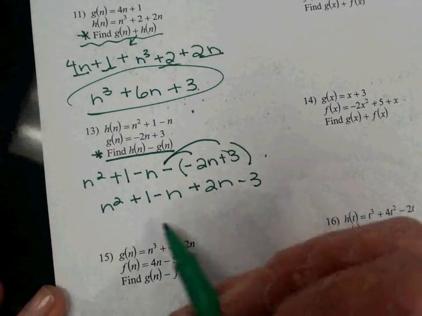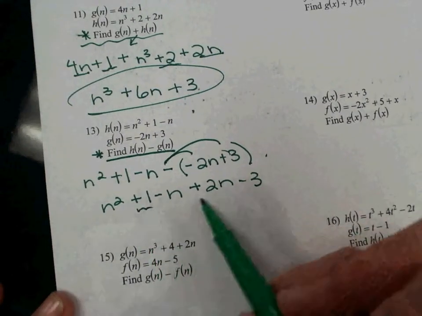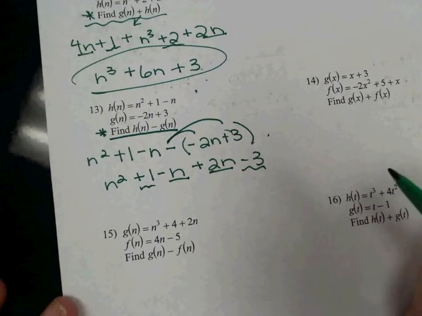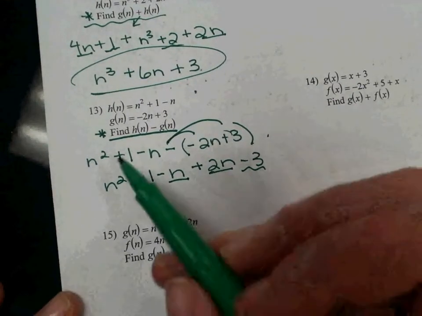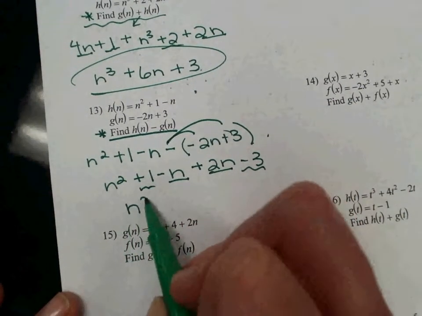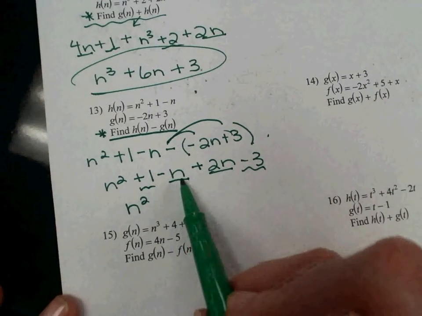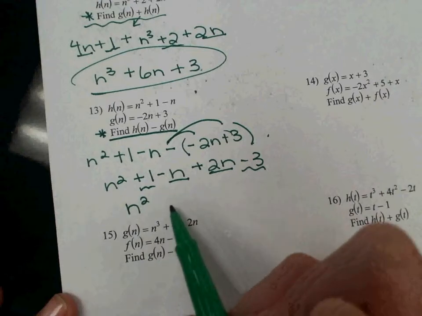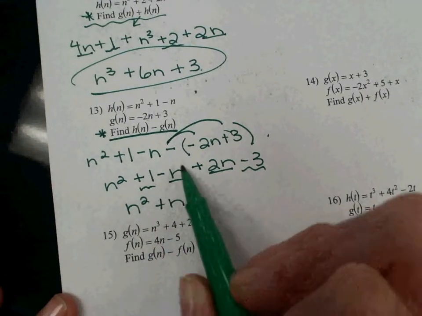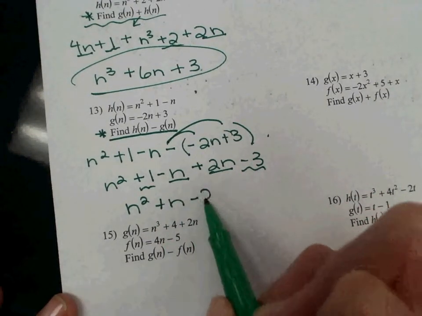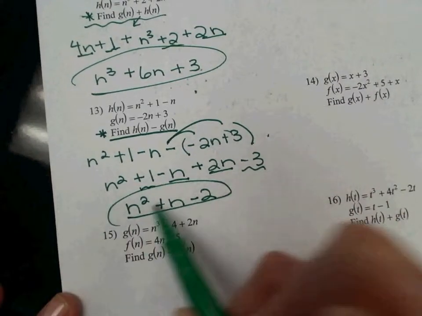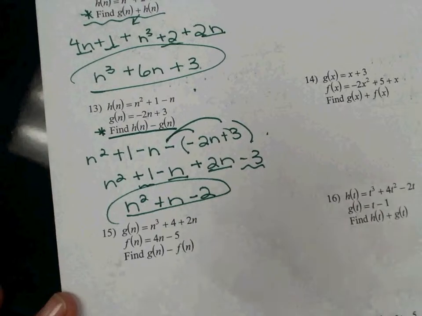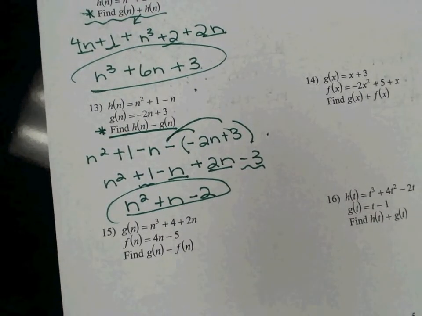Now I just combine my like terms. I've got a 1 and a negative 3. I've got a negative n and a 2n. Start things off by bringing down my highest degree variable, which is n squared. A minus n and a plus 2n. Just n, good. So it's going to be plus n. And then plus 1 minus 3, that's going to be a minus 2. And that's your answer. So you can go ahead and practice the rest of these questions on your own.